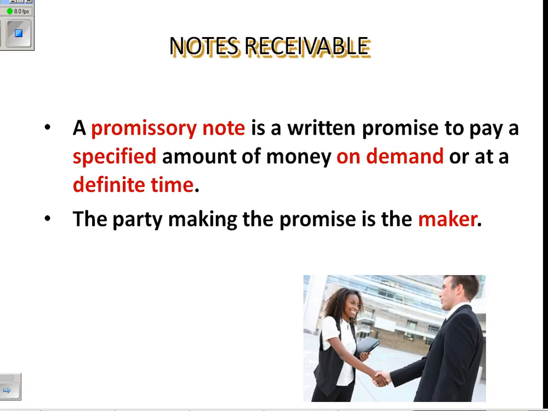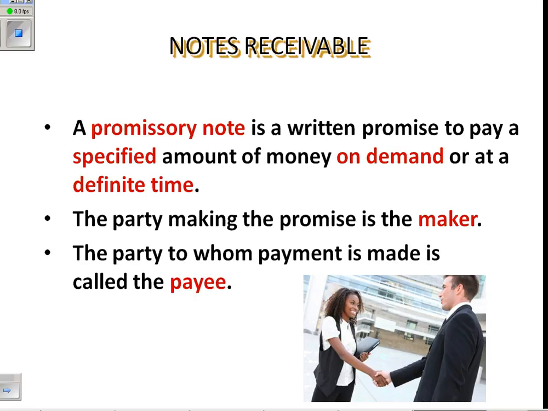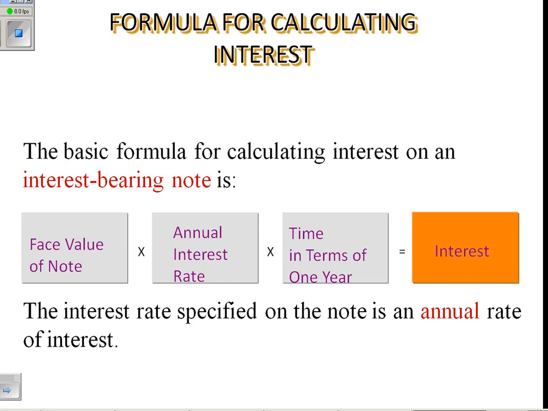The party making the promise is the maker. The party to whom payment is made is called the payee. Notes receivable usually have interest on them, and that's how the business earns money on these notes.